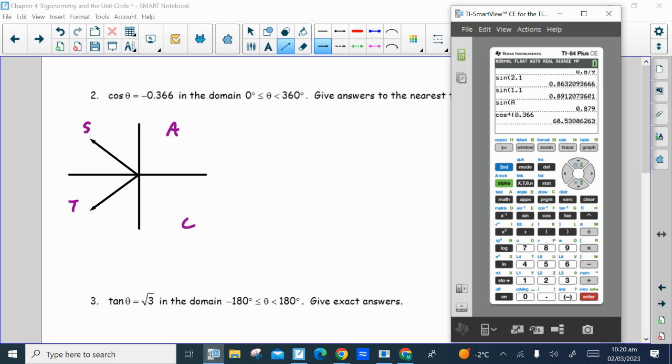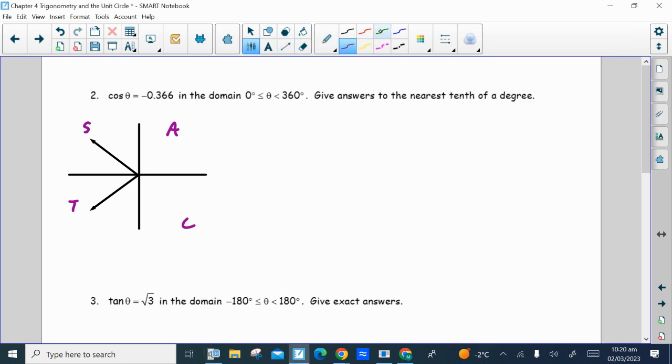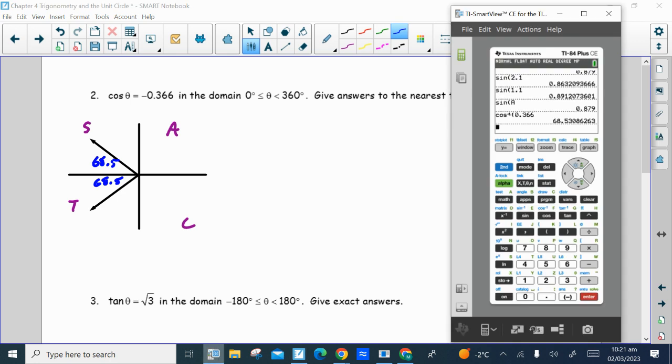So to the nearest tenth, it's 68.5 degrees. To the nearest tenth, our reference angle is 68.5 degrees. Now again, we rounded our answer to write it down, but we're going to use our calculator to find our rotation angles as exact values, because our calculator keeps all the decimals. We'll have to write them down to the nearest tenth, but we're going to use our calculator to check, to make sure we get exactly negative 0.366.